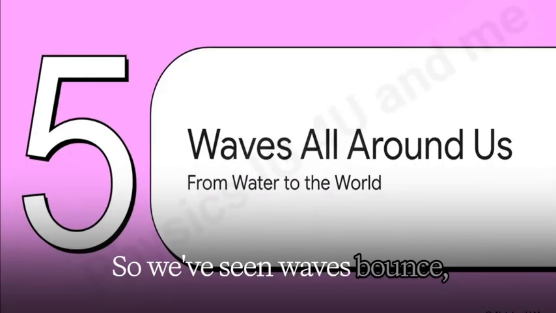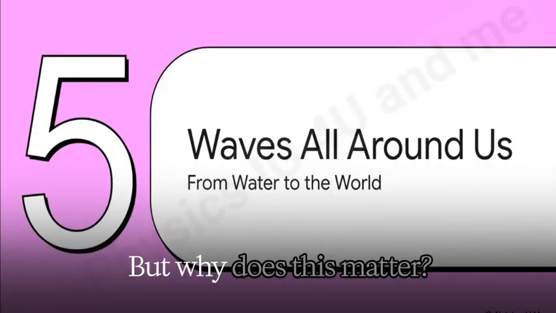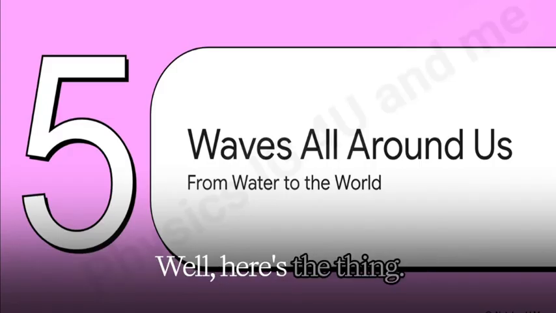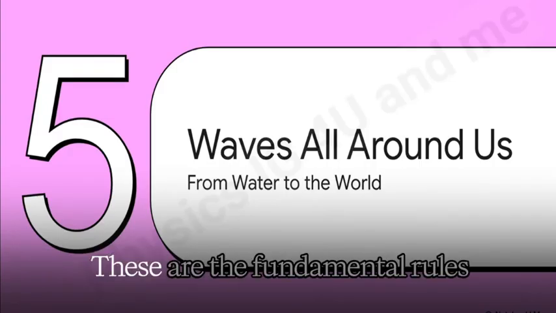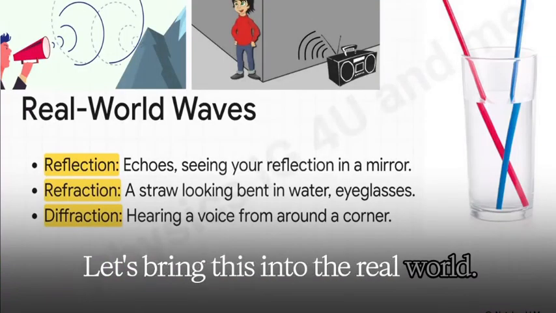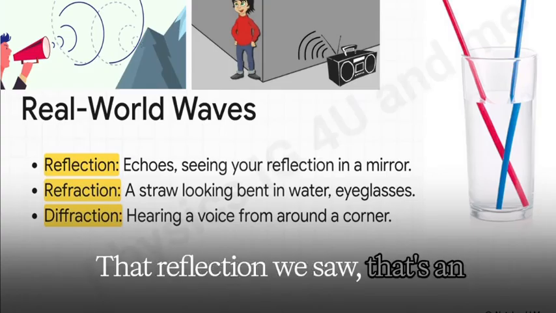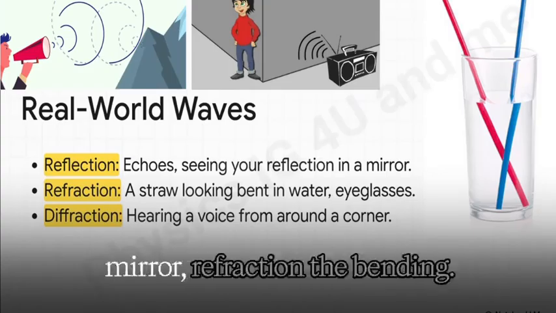So we've seen waves bounce, bend, and spread out in our tank. But why does this matter? Well, here's the thing. These aren't just little tricks that water can do. These are the fundamental rules that govern all waves everywhere. Let's bring this into the real world. That reflection we saw, that's an echo bouncing off a canyon wall. It's light waves bouncing off a mirror.